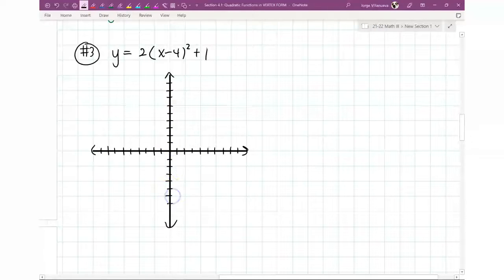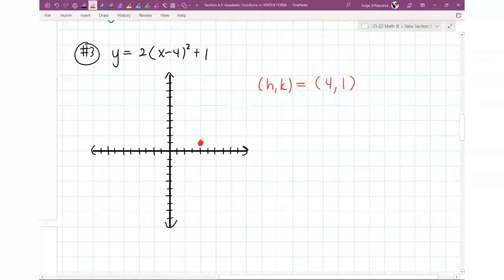So you'll notice I'm making this graph kind of big on purpose because I'm not really sure where this is going to end up, but we'll figure it out. All right, what's my vertex for this one? What's my HK? Remember, your H is a liar, so what's my HK? 4, 1. Thank you. So 4, 1. Let me go to 4, 1. That's right here.